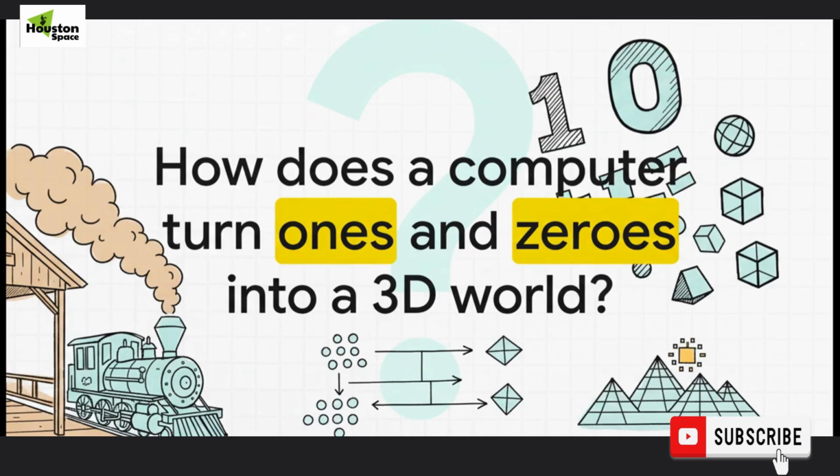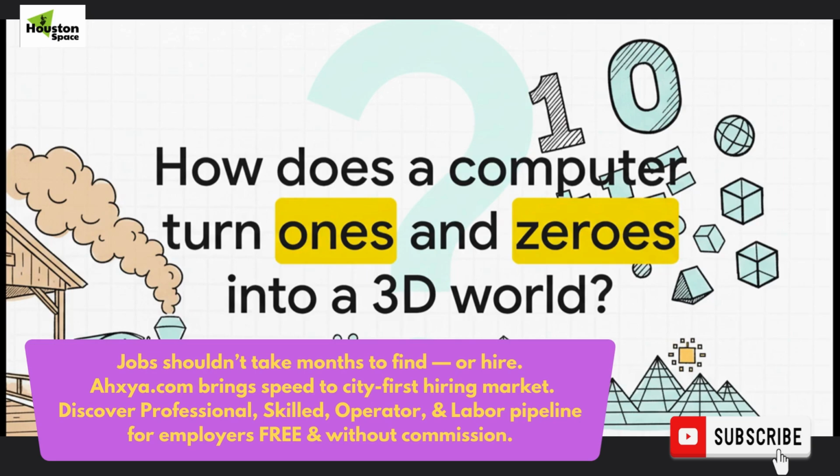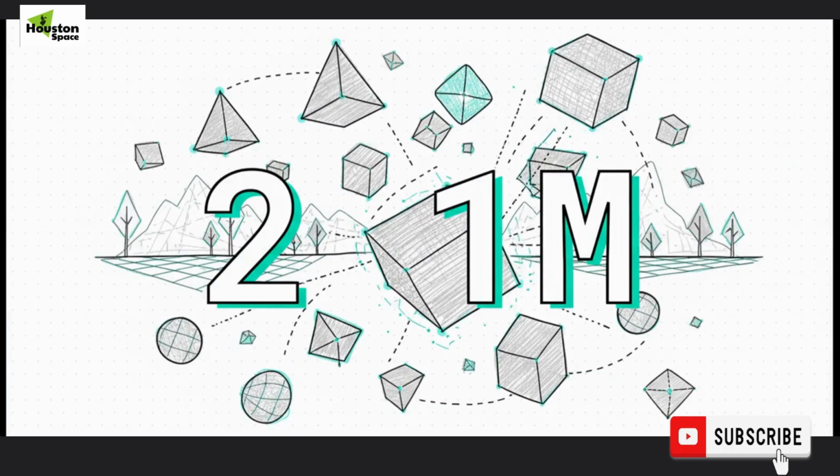How does that happen? Because this scene right here, this amazing looking world, at the end of the day, it's all just data, billions and billions of ones and zeros on a chip. So how in the world does a computer perform the magic trick of turning that code into a world that feels alive? Well, for starters, what you're seeing isn't just one flat picture.